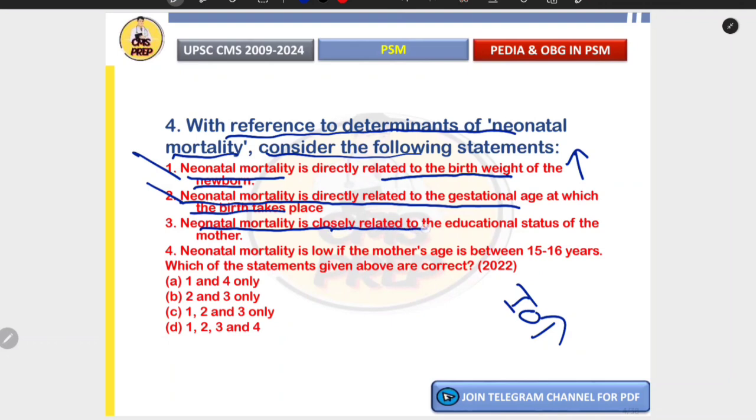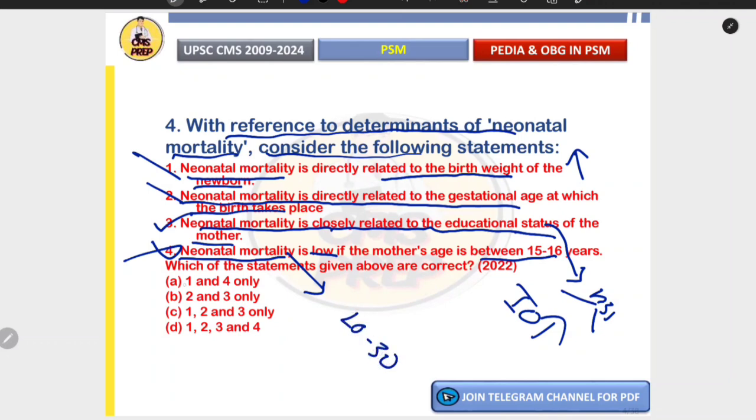Neonatal mortality is closely related to the educational status of the mother. Yes, it is also correct, because the educational status of the mother strongly influences neonatal survival via health-seeking behavior like hygiene, breastfeeding, etc. Fourth, neonatal mortality is low if the mother's age is between 15 to 16 years. This statement is incorrect. Why? Because teenage pregnancies carry higher risk of neonatal mortality and the ideal age is between 20 to 30 years. So the correct statements are 1, 2 and 3 only.